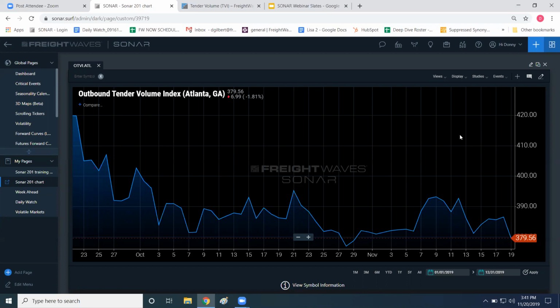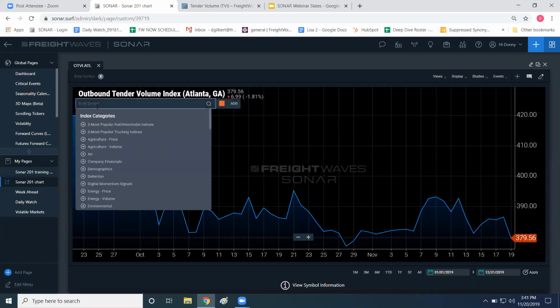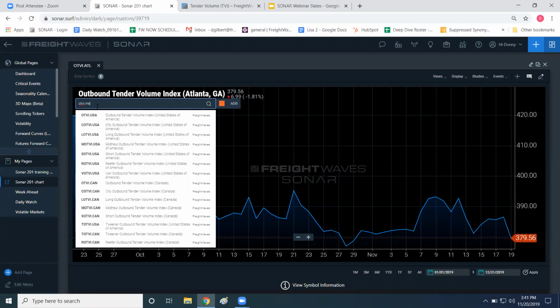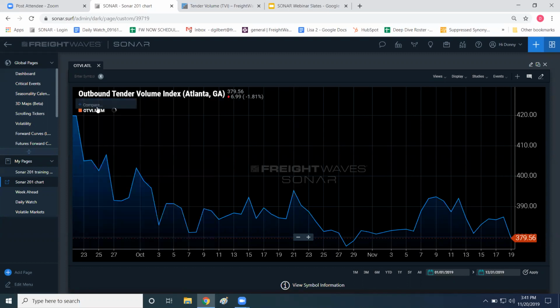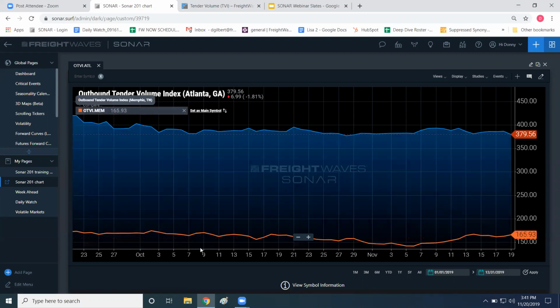In this category, of course, I explained that we have our index here on the right and our dates on the bottom. We can also compare markets or compare other indices. OTVI.MEM, which would be outbound tender volumes from the Memphis market. And of course, it'll pull up here in red. So now we have the Atlanta market index right here in the blue line on top. And of course, the Memphis market down here on the bottom. Memphis has 165.93 index points for their outbound tender volume. So we know it's a little bit more than half the size of the Memphis market.